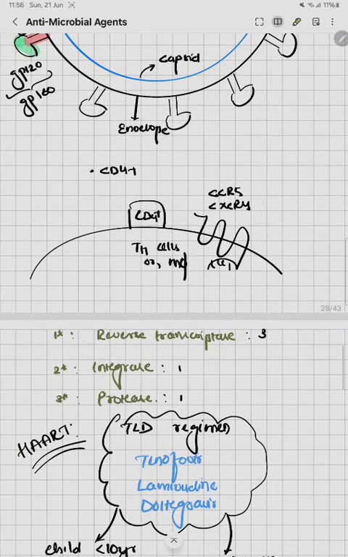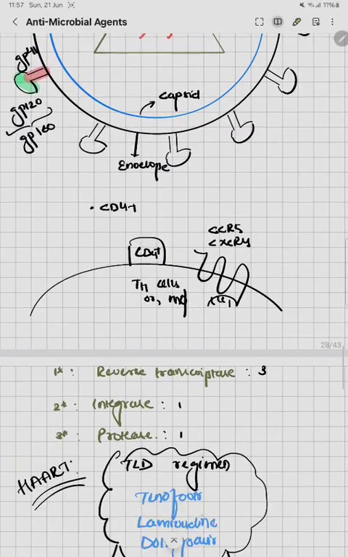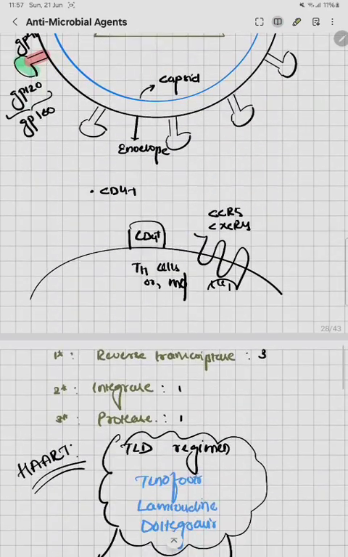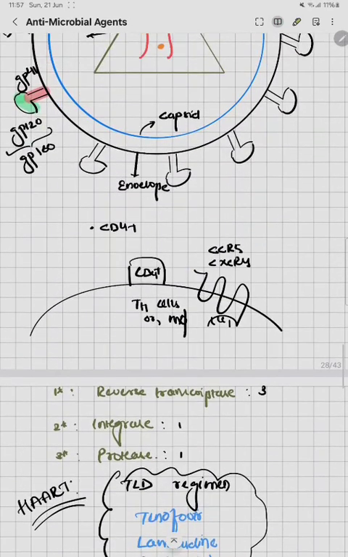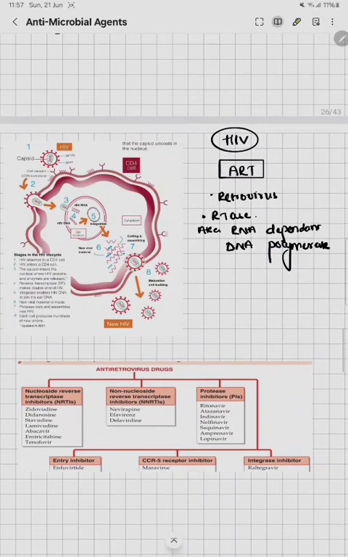Now, how does this happen? Your GP120 interacts with CD4 with the help of co-receptors, which are also known as chemokine receptors, namely CCR5 and CXCR4. And then your GP41 initiates the process of fusion of the cell membranes of both the cells. So now you can inhibit these interactions. The drugs which inhibit this interaction are known as entry inhibitors.